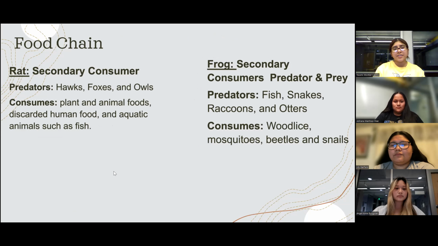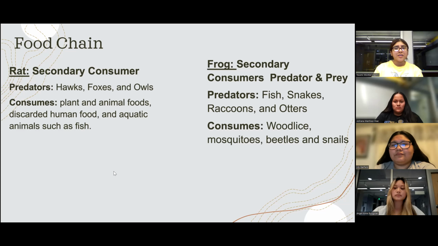So the next slide is about the food chain. For the rat, it is a secondary consumer because it eats insects too. Their predators are hawks, foxes, and owls, and sometimes humans, depending on where they're living. They also consume plant and animal foods, discarded human food, and aquatic animals such as fish, which may also come as a shock, but they have been found near ponds trying to grab fishes.